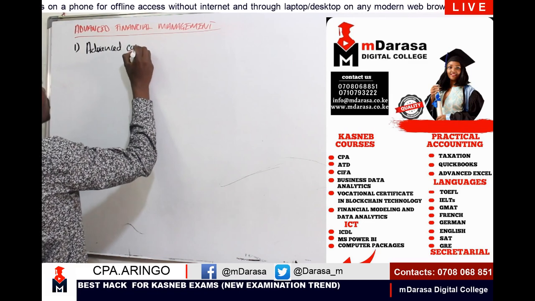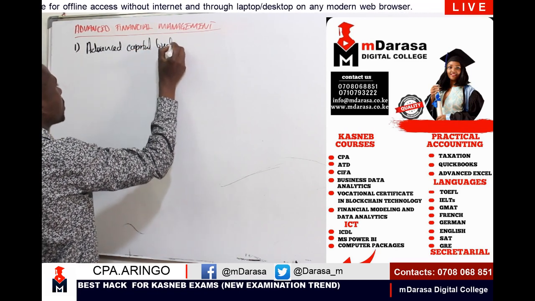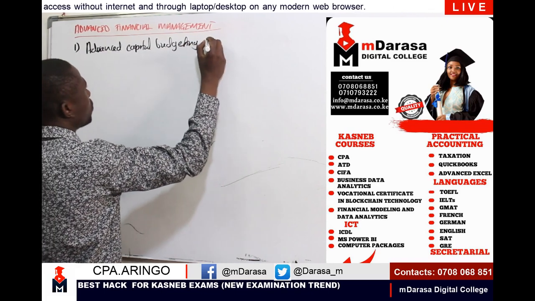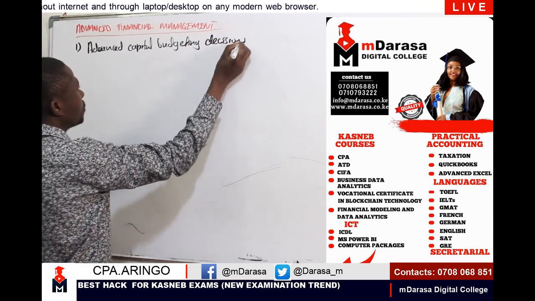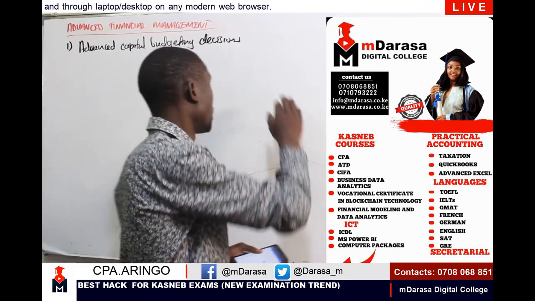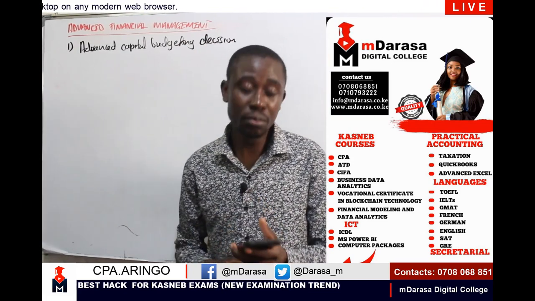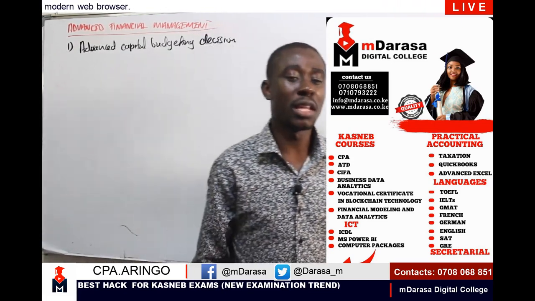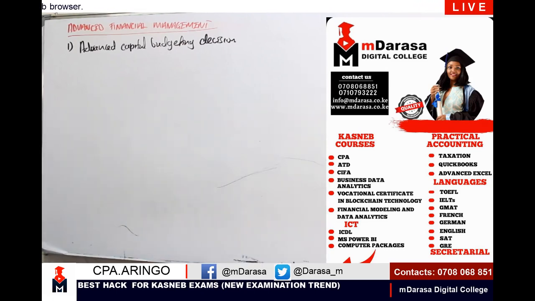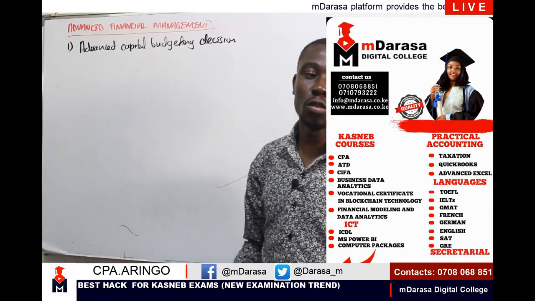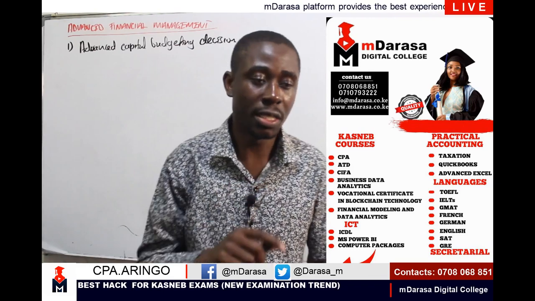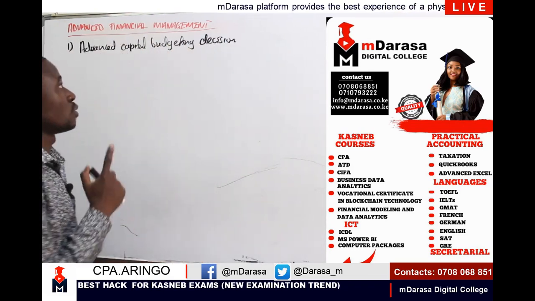Advanced capital budgeting decisions. Very key, very, very key, actually. In this area you get the whole concepts to do with sensitivity analysis, scenario analysis, the decision tree, simulation analysis, and risk-adjusted discount rate. Actually, this is one of the longest topics of this unit, advanced capital budgeting decisions.